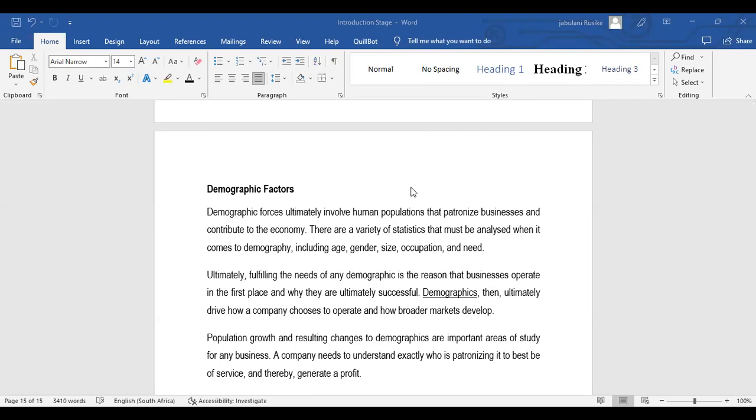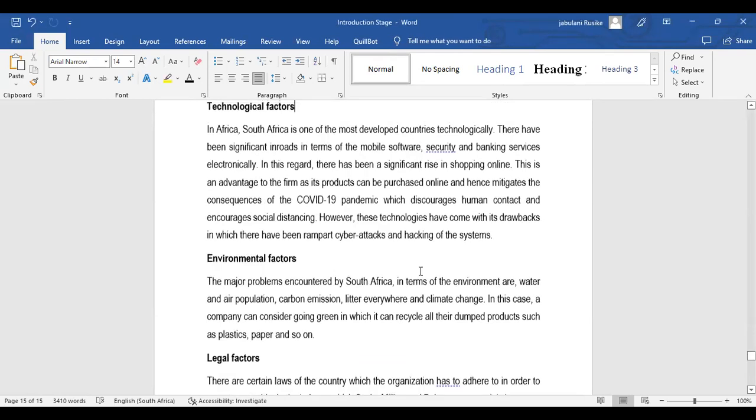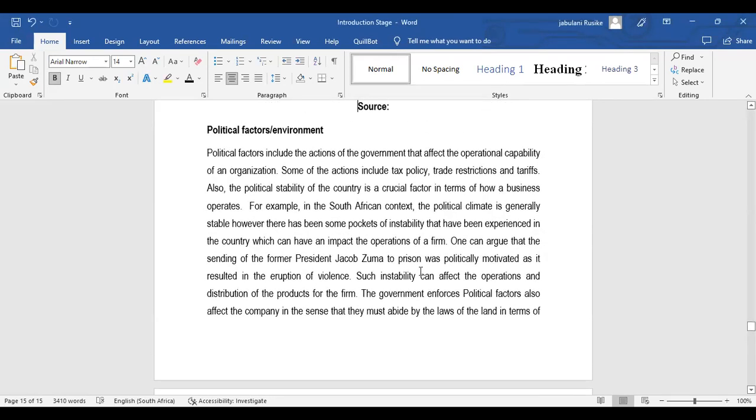So these factors go hand in hand. They impact the operations of the organization. How many have we talked about? I think we've talked about 1, 2, 3, 4, 5, 6, 7.